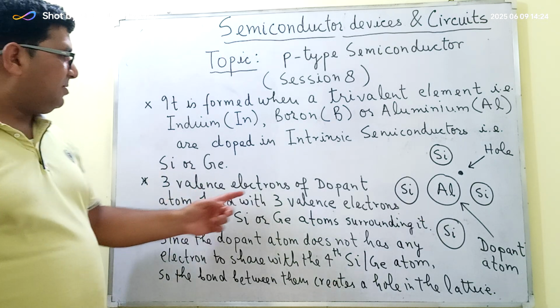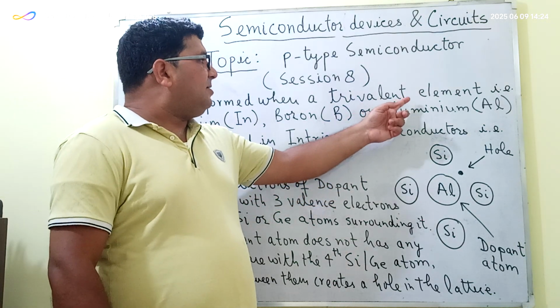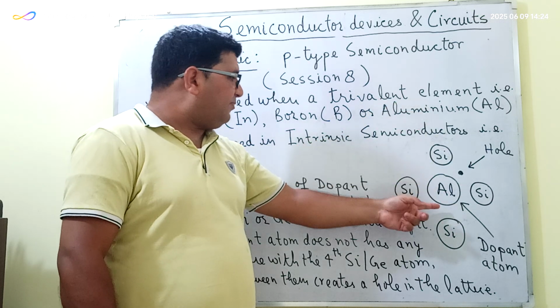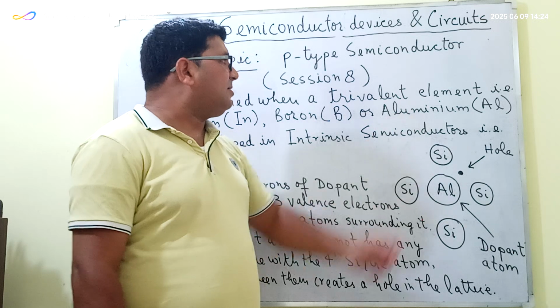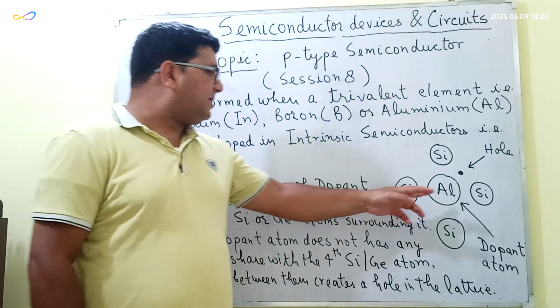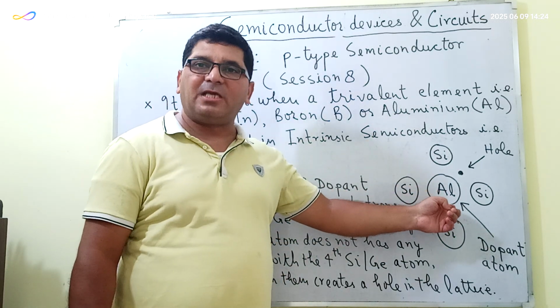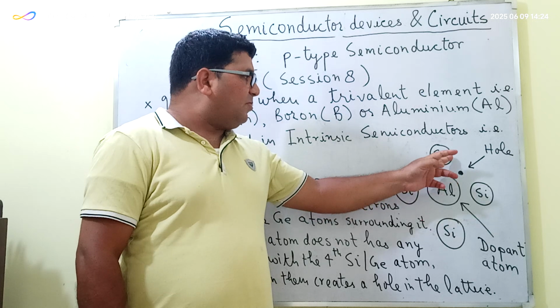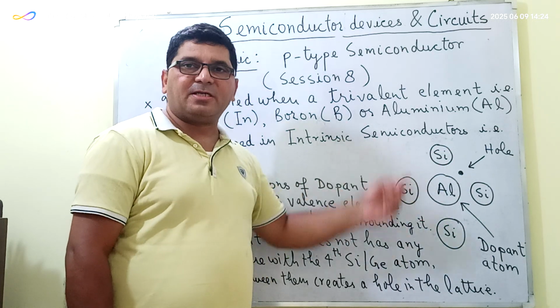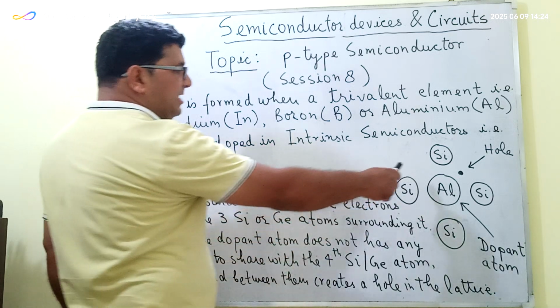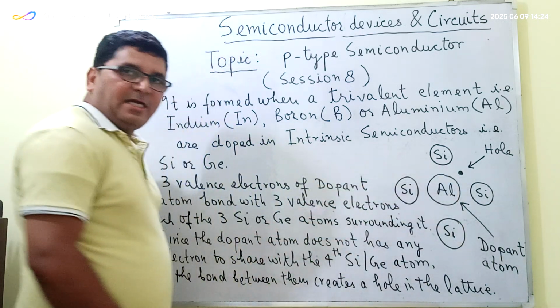So in this case, the trivalent doping element I have taken as aluminium. The trivalent element means that the number of valence electrons in the aluminium will be 3. The number of valence electrons in the silicon, which is an intrinsic semiconductor, is 4. So there are 4 valence electrons in the silicon atom.